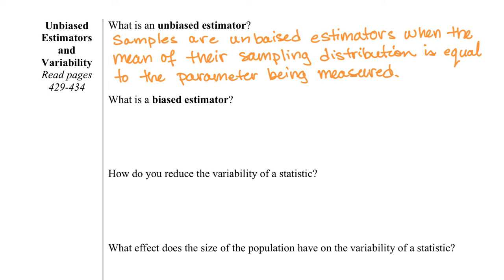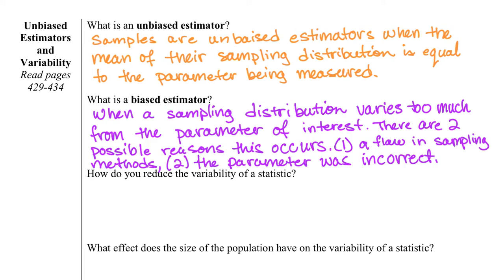So what is a biased estimator? I think you can guess, but the formal definition: when a sampling distribution varies too much from the parameter of interest, this is a biased estimator. And there are two ways this can happen. So there are two possible reasons that a biased estimator can occur.